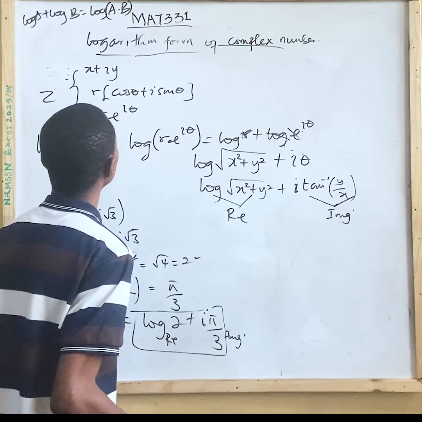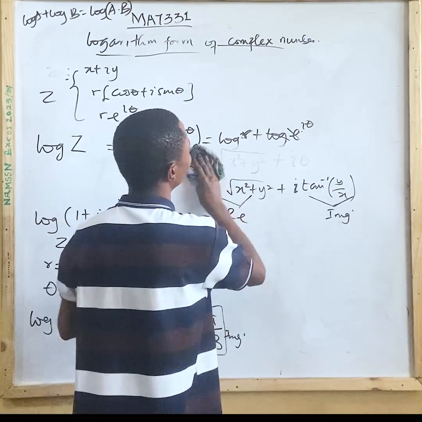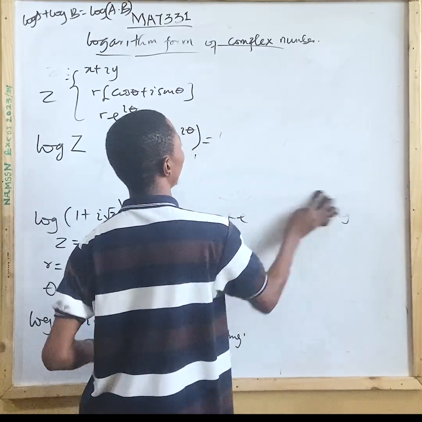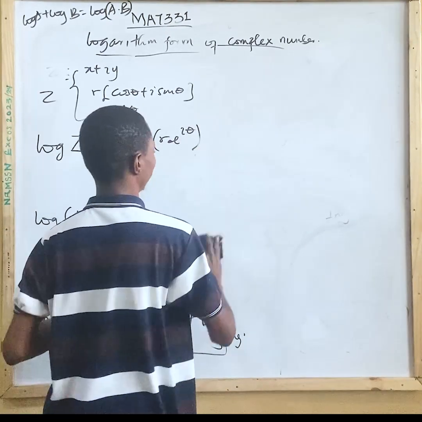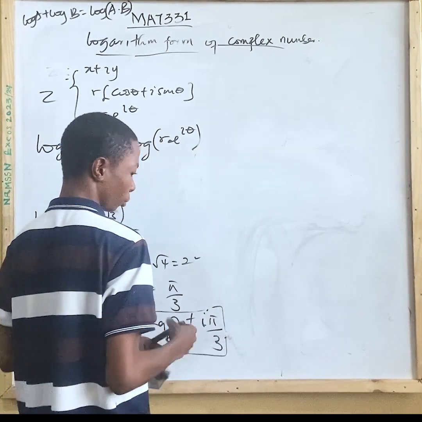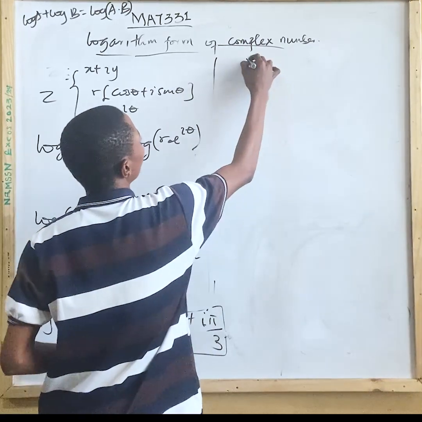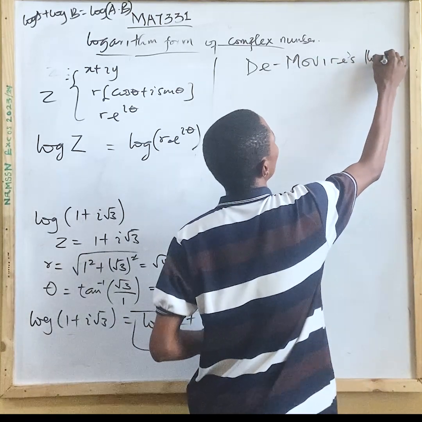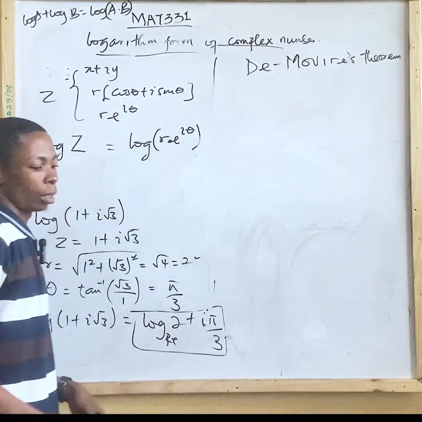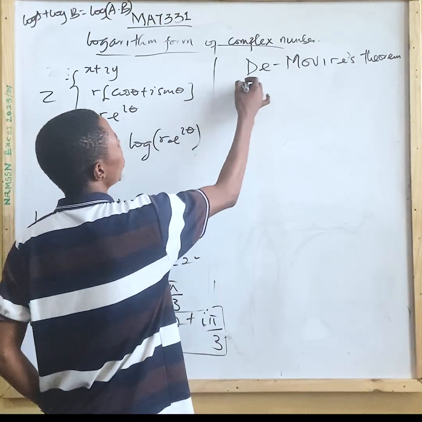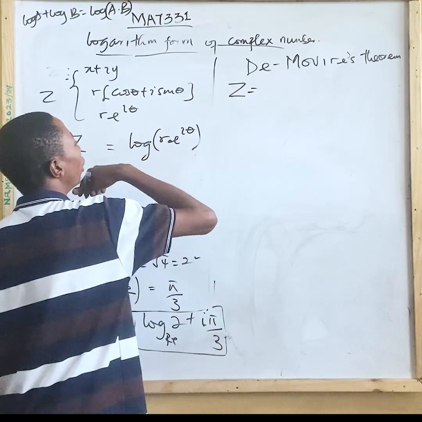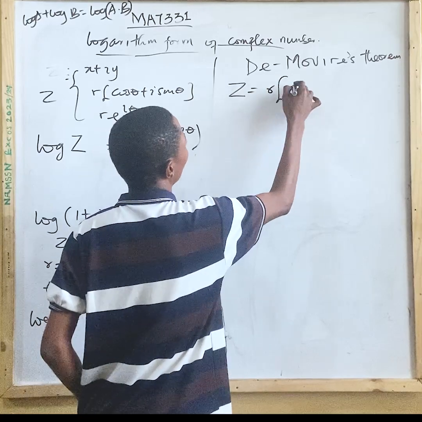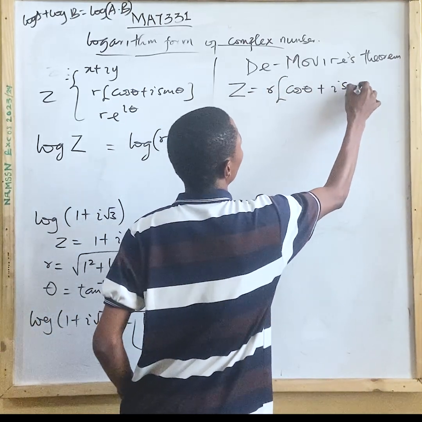So the next thing now is De Moivre's theorem. Very common and one of the most used aspects of complex numbers, De Moivre's theorem. Suppose we have a complex number z that was expressed in polar form as r into bracket cos theta plus i sin theta.